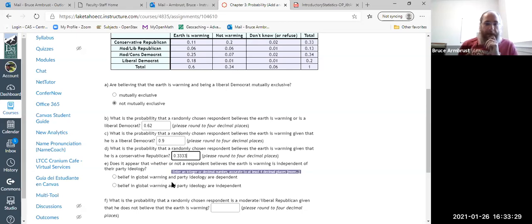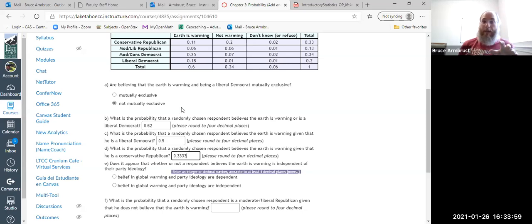Okay, so in part E, does it appear that whether or not a respondent believes the earth is warming is independent of their party ideology? All right, so what do you think? Is it independent or dependent? Does it matter what party you are in terms of what your belief is on global warming? Well, it definitely looks like it's dependent because we're getting different numbers.